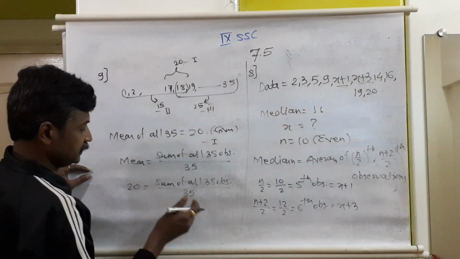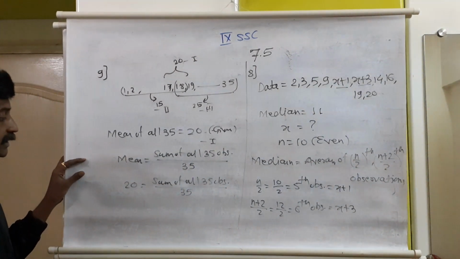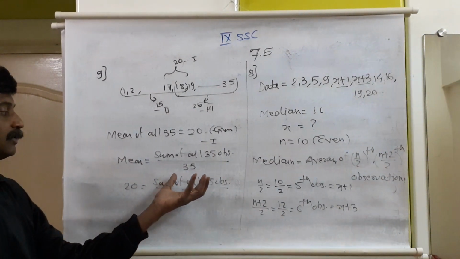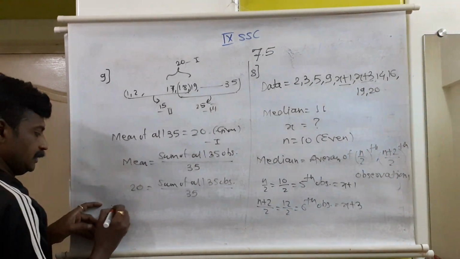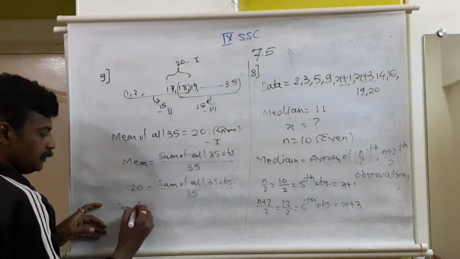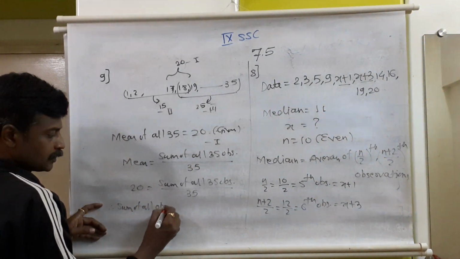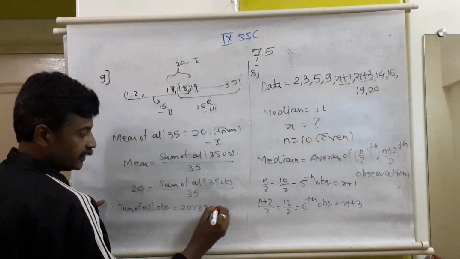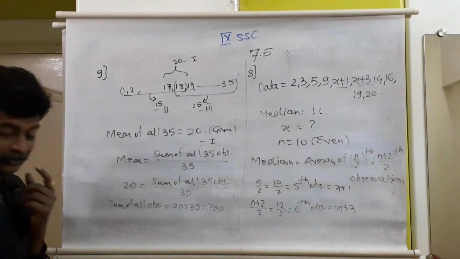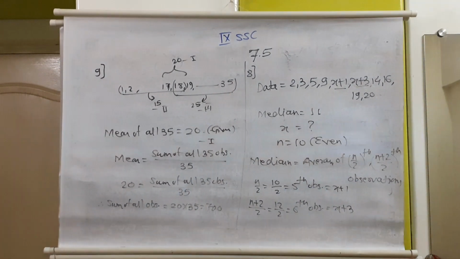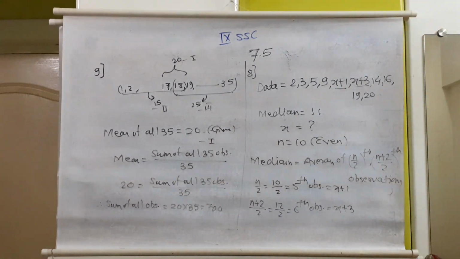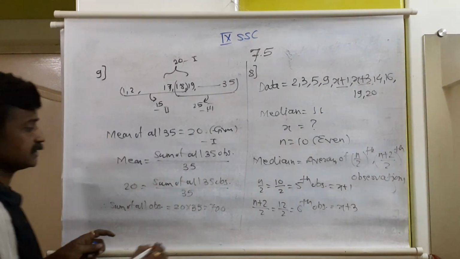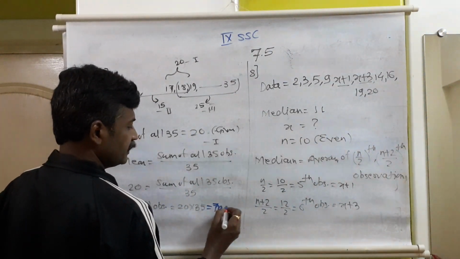divided by 35. 35 will come this side. 35 into 20, it will be 700. 700 will be the sum of all 35 observations. Therefore, sum of all observations is equal to 20 into 35, that is nothing but equal to 700. As per the given information number 1, sum of all the 35 observations is equal to 700.